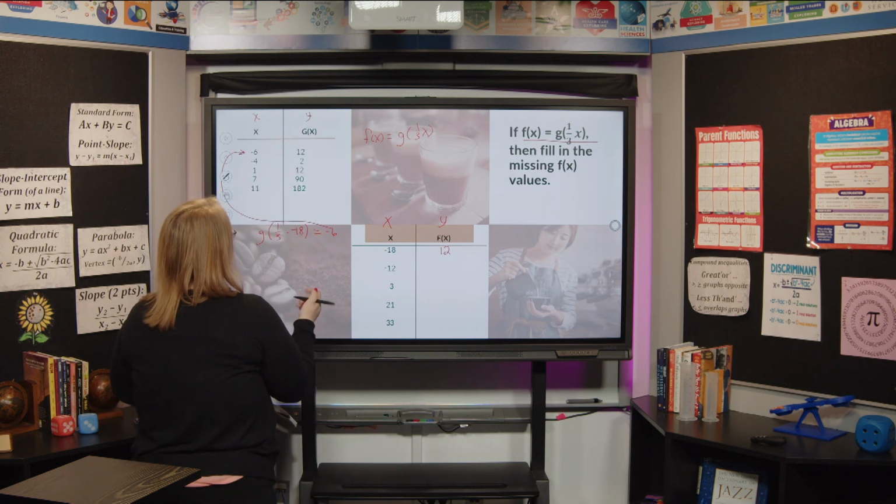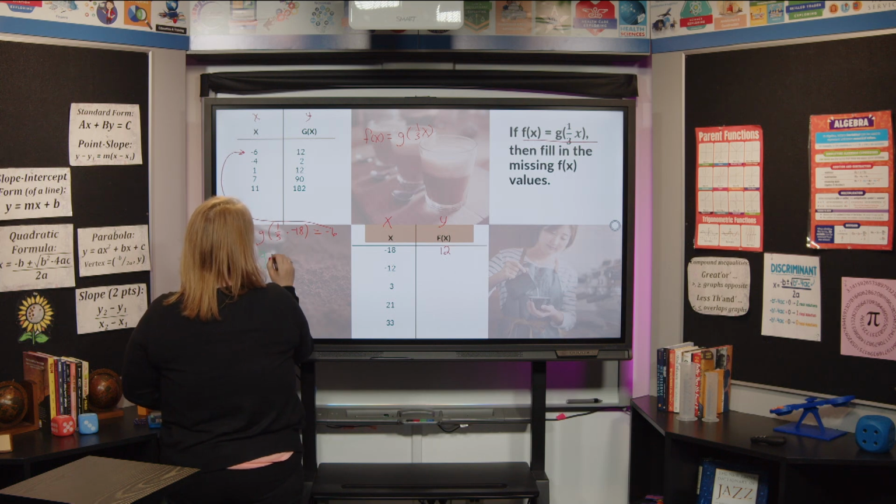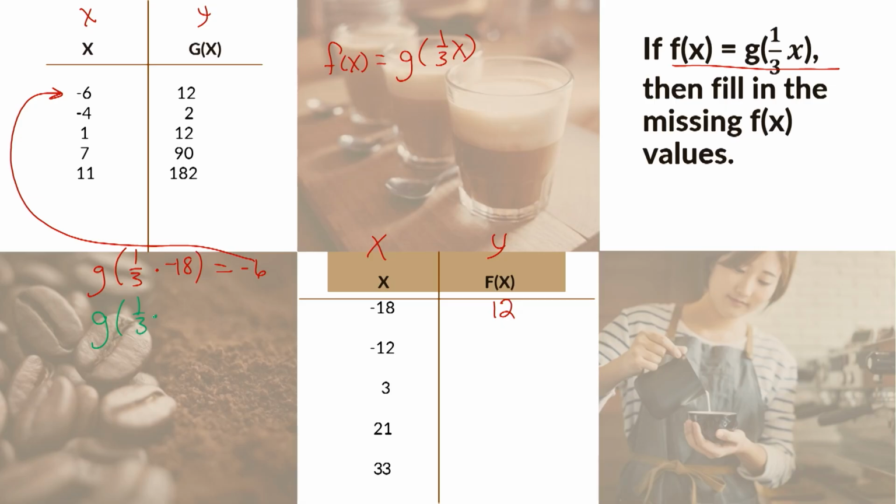So I'm going to take 12. I'm still taking this g of 1/3 times, and now I'm going to multiply it to my negative 12. So let's make sure that we plug this in correctly, like Ms. Killen hopes she does. 1/3 multiplied by the negative 12, and I get what? You're right, negative 4. So now I'm going to go up here and look to see what my y value is for a negative 4. And it's what? It's 2.